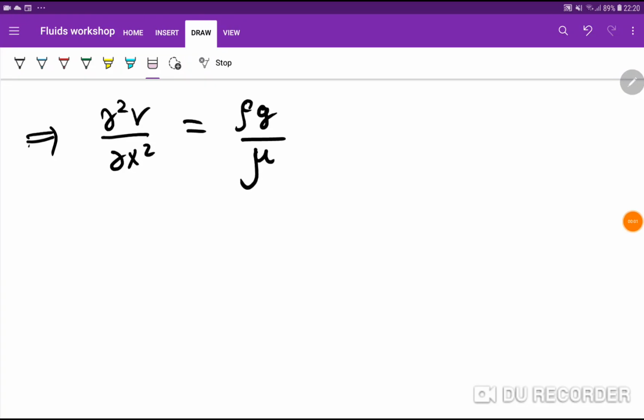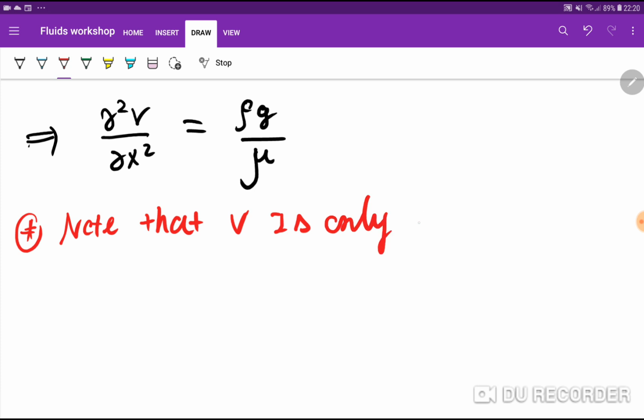Hi y'all, welcome back. So in the last video we arrived at this partial differential equation with the velocity profile as a function of x. Speaking of that, you have to notice something interesting because I'm going to do some conversion. Let me make a note. Note that v is only a function of x.